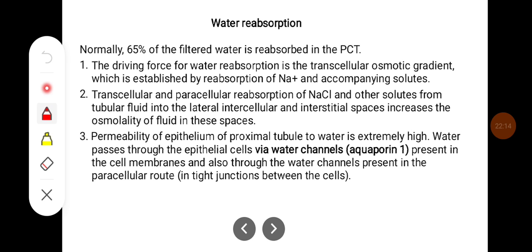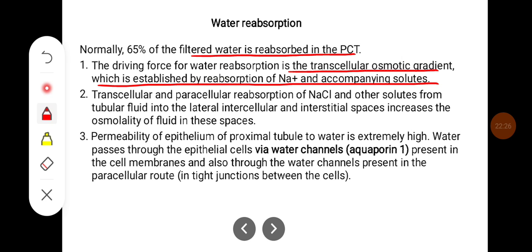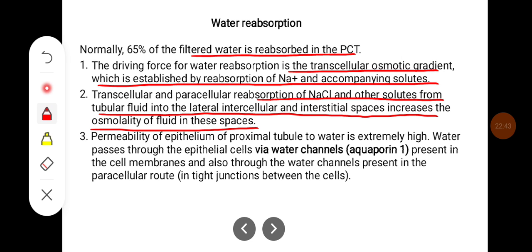Normally 65% of the filtered water is reabsorbed in the PCT. The driving force of water reabsorption is the transcellular osmotic gradient, which is established by reabsorption of the sodium and accompanying solutes. The transcellular and paracellular reabsorption of the sodium chloride and other solutes from tubular fluid into the lateral intercellulars and interstitial spaces increases the osmolarity of the fluid in these spaces.